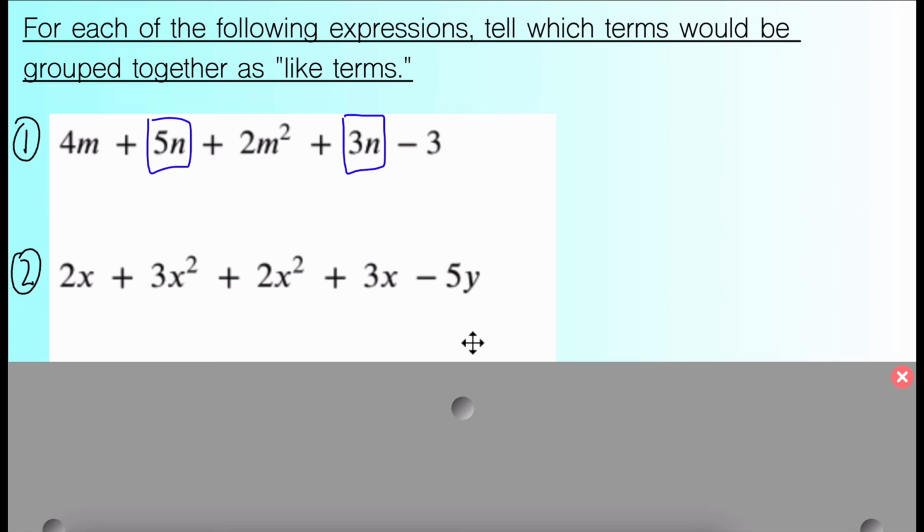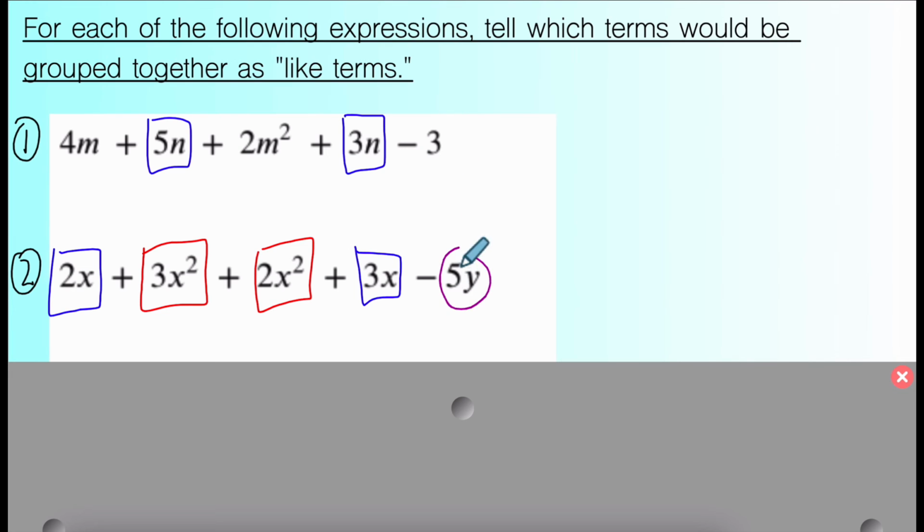In this example, I think there's more than one pair of like terms. I'm looking at this and I see 2x and 3x, those are like terms. Those go together. They're both in the x family. Something else I see is 3x squared and 2x squared. They both have the same variable and exponent combination, so their last name, so to speak, matches. So we have two pairs of like terms in this expression. 5y is hanging out here, no like terms go with that. It's all by itself. He's a loner.